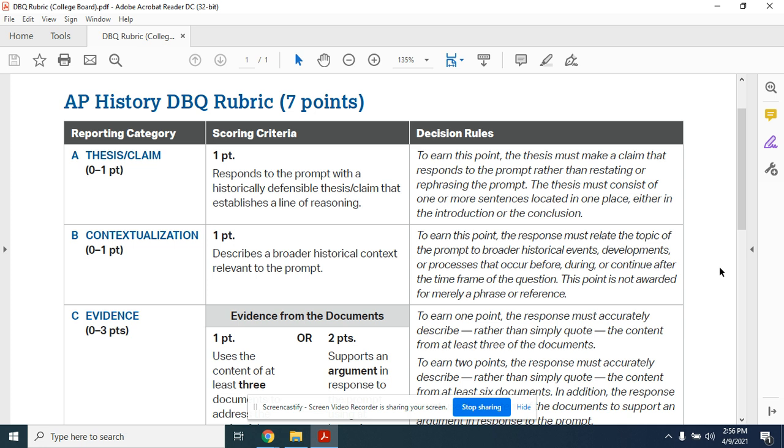You need a thesis or a claim that responds to the prompt with a historically defensible argument, something that shows a knowledge of history, and it should establish a line of reasoning. It shouldn't just restate the question. It should begin to answer how or why what you're saying is the case. So no real difference there. Remember, a well-developed thesis usually is broken down into two, maybe three, but two subtopics is usually enough.